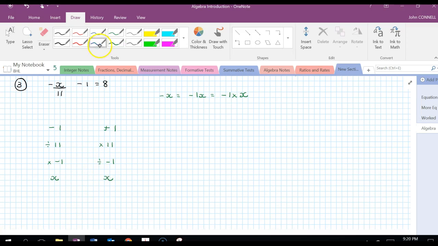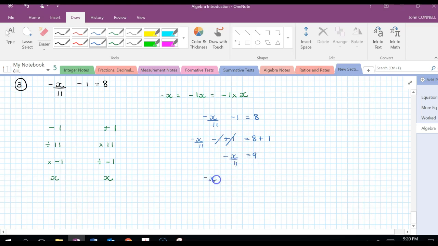So minus x on 11 take 1 is equal to 8. So the first thing I do is add 1, so minus x on 11 take 1 plus 1 is equal to 8 plus 1. So I'm not going to change anything, it's still going to be the same on both sides because I'm adding 1 to both sides. So minus x on 11 is equal to 9.